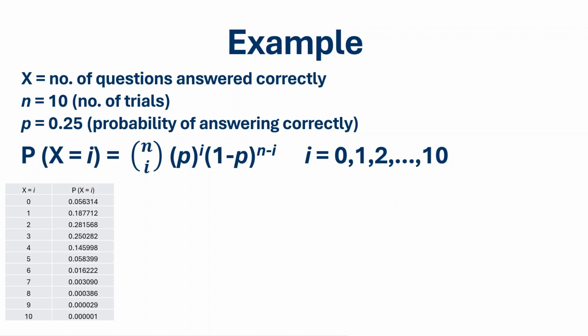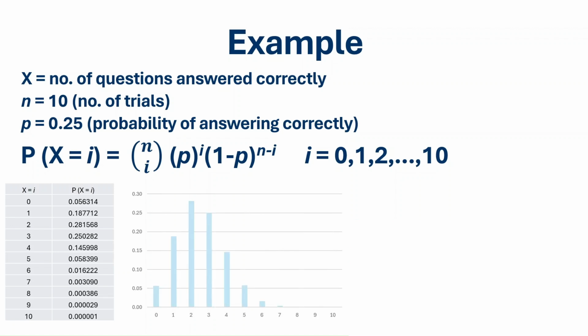We can then plot these two columns, with the number of correct answers on the x-axis and the corresponding probability on the y-axis. We can see that the largest probability occurs at x equal to 2. So this means that if we randomly guess all of the answers in a multiple choice test, most likely we'll get 20% or 2 out of 10.